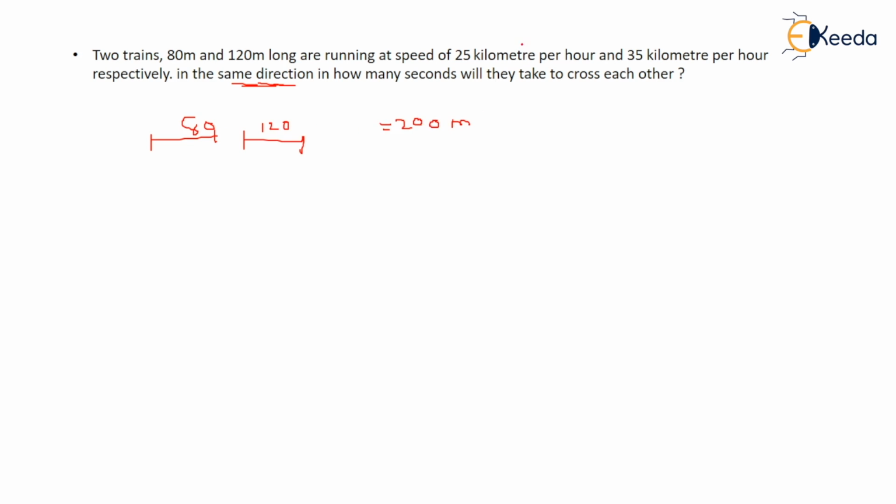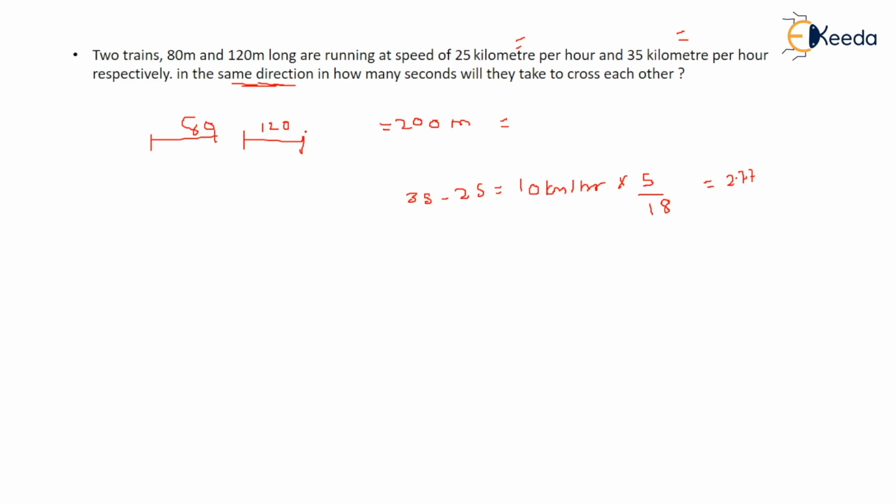One is traveling at 25 kilometer per hour, another at 35 kilometer per hour. When both are traveling in the same direction, what happens to the speed? Generally you subtract it. So the new speed will be 10 kilometer per hour. You have to convert this 10 kilometer per hour into meter per second because here you have length in meter. So multiply by 5 by 18. So it comes out to be 50 divided by 18, which comes out to be 2.777.